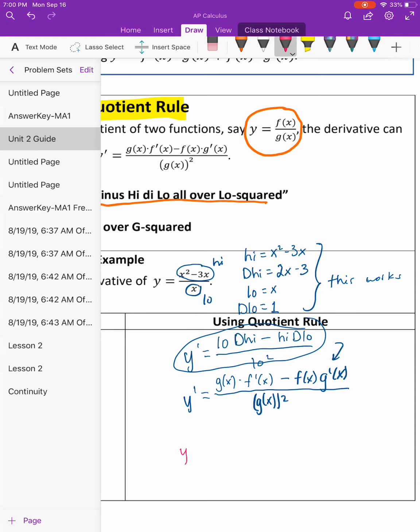So we're going to do it. Y prime is equal to low. Again, my low is x. So x times the derivative of the high. So d high is 2x minus 3, minus my high, which is x squared minus 3x, times the derivative of my low, which is just 1, all over low squared, which is x squared.